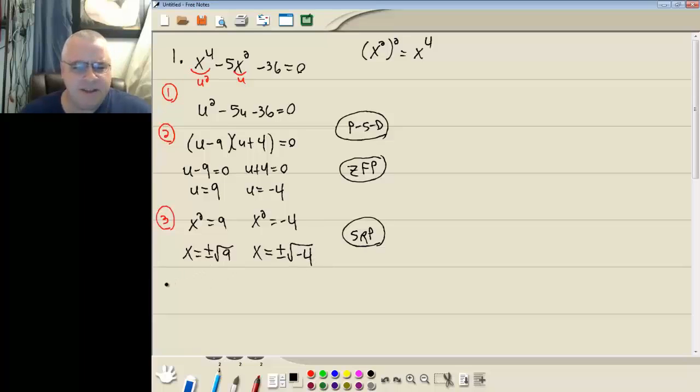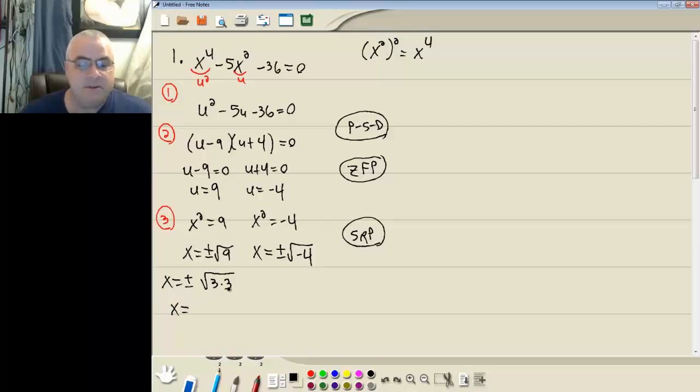Now we want to simplify these. 9 is 3 times 3. And remember, with a square root, we're looking for a pair of something. So here's a pair of 3s, so they're going to come out as a single 3. And there's nothing left inside the radical, so it disappears. So we got x is equal to plus or minus 3.